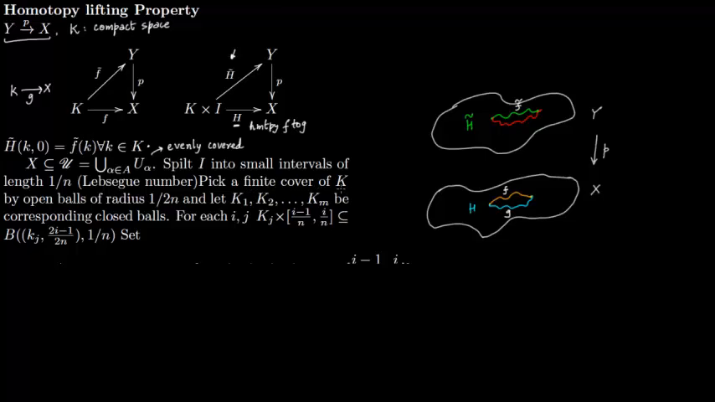And then correspondingly, since K is a compact space, you pick a finite cover of K by open balls, and each of these balls has radius 1 by 2n. We are deliberately choosing this cover with radius 1 by 2n. Then these balls, name them K1, K2, K3, K4, all the way to Km. These are the corresponding closed balls, each with radius 1 by 2n. For each j, you pick one of these closed sets Kj times this small part of the interval I. This lies in the ball centered at Kj comma this.